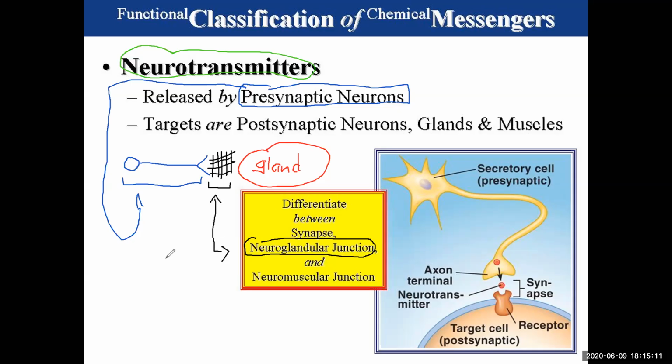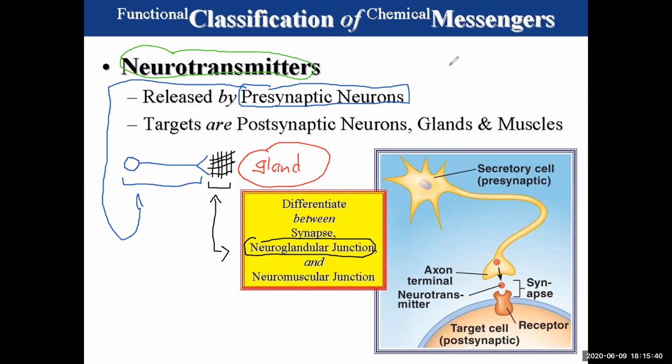Even though a lot of medical textbooks use them loosely, saying all of it is synapse, that's completely wrong. Synapse is only between two neurons, right? So if there's a neuron and an effector target, then it's called a junction. In this case, if it's between a neuron and a gland, it's called a neuroglandular junction.